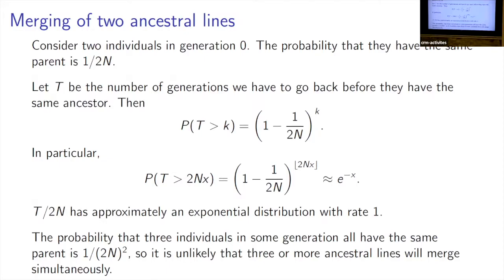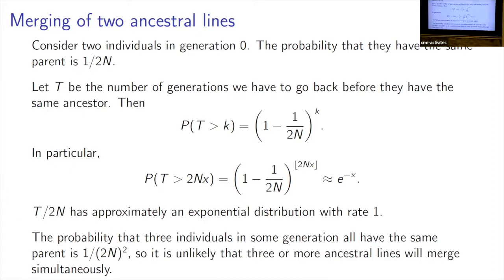Then the probability that T is bigger than k is the probability that the two individuals that we're following pick different ancestors k generations in a row, and that's going to be (1 minus 1 over 2n) to the power k. So in particular, the probability that T is bigger than 2n times x is going to be (1 minus 1 over 2n) to the power 2n times x, which as n goes to infinity converges to e to the minus x. And so we see that T over 2n will have approximately an exponential distribution with rate 1.